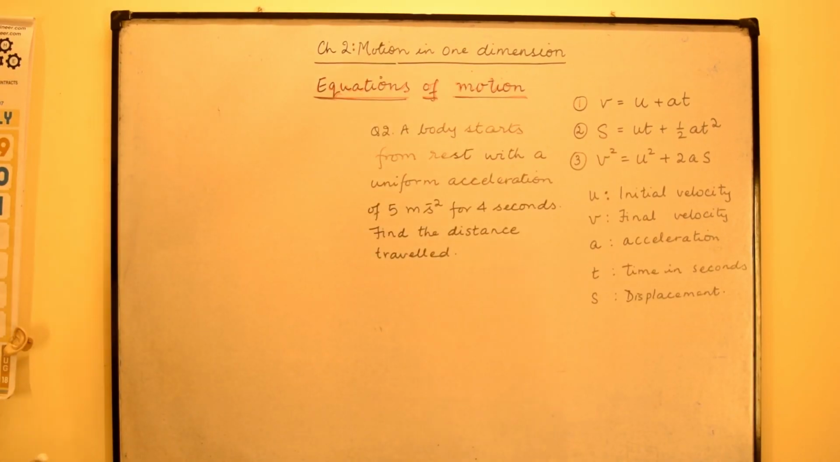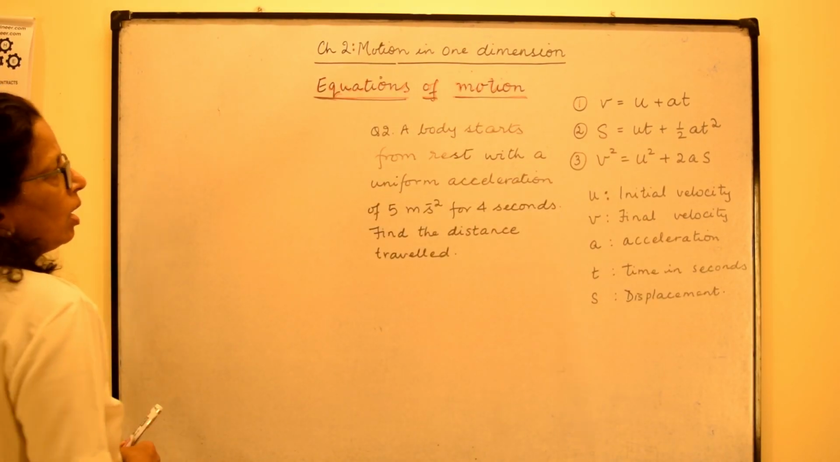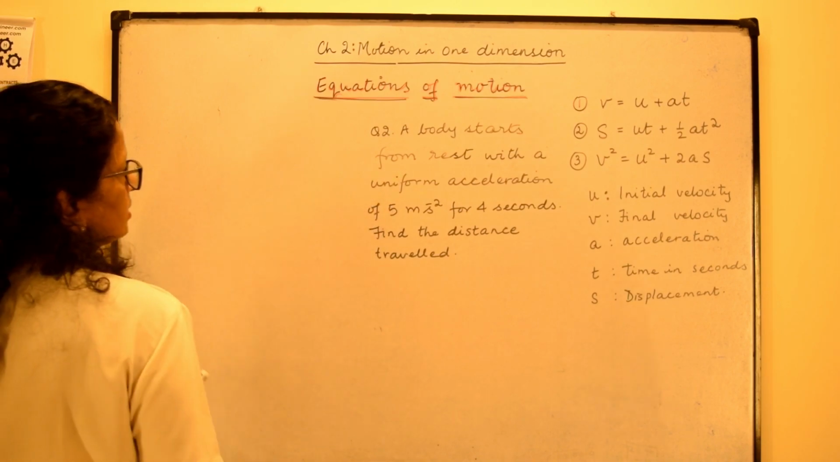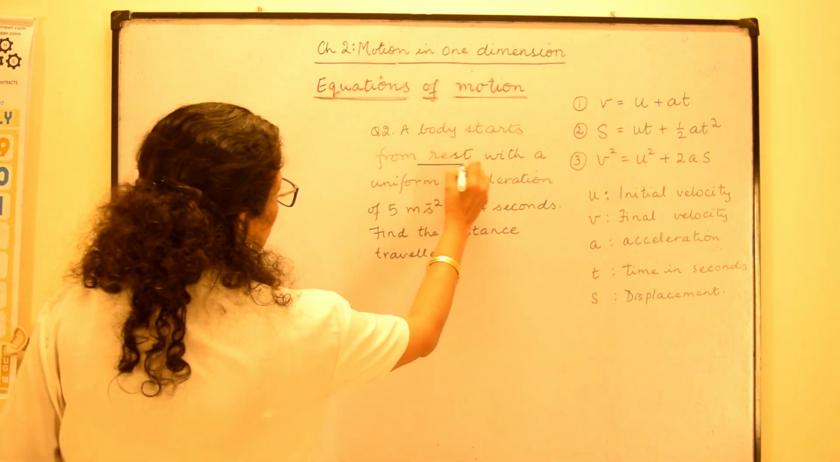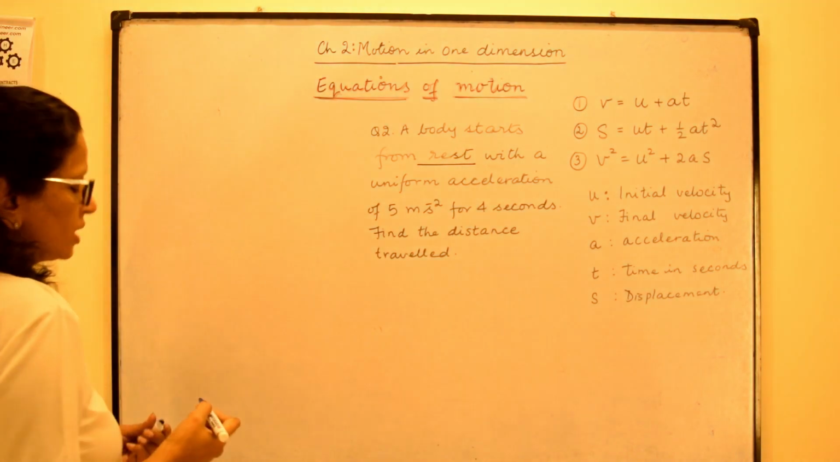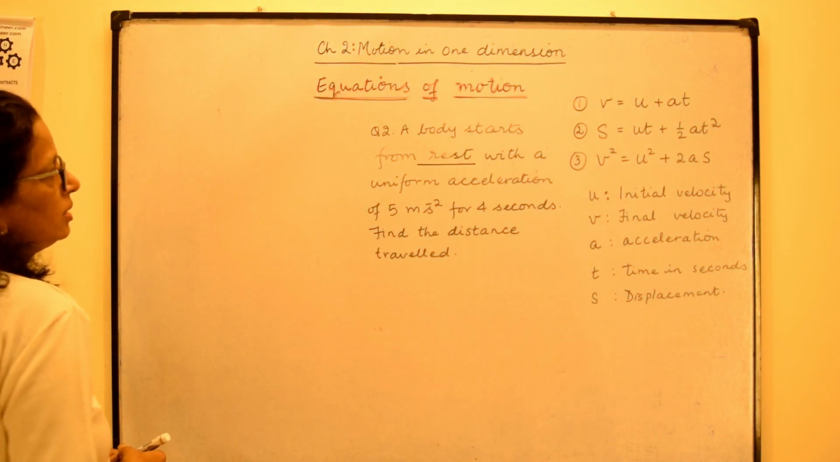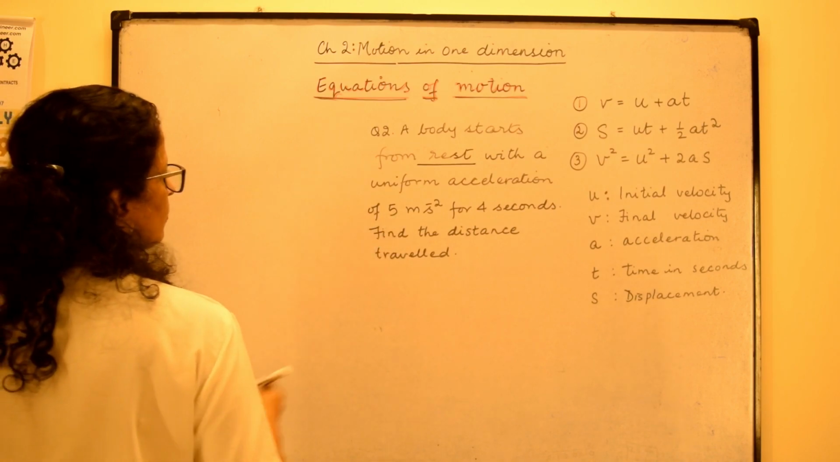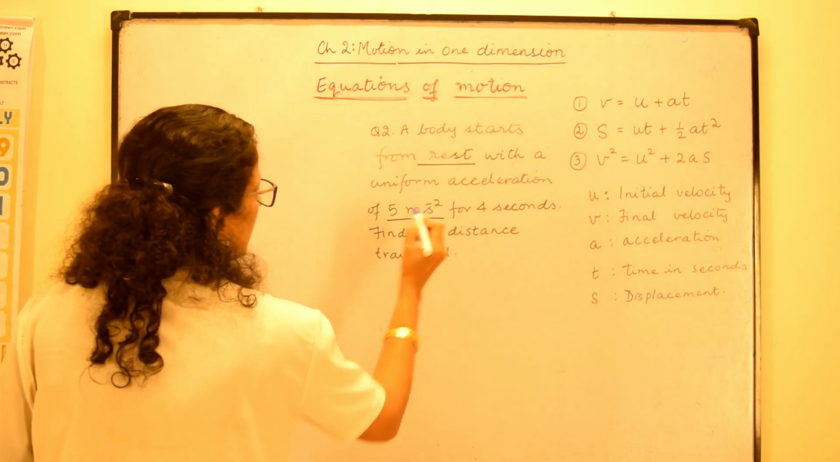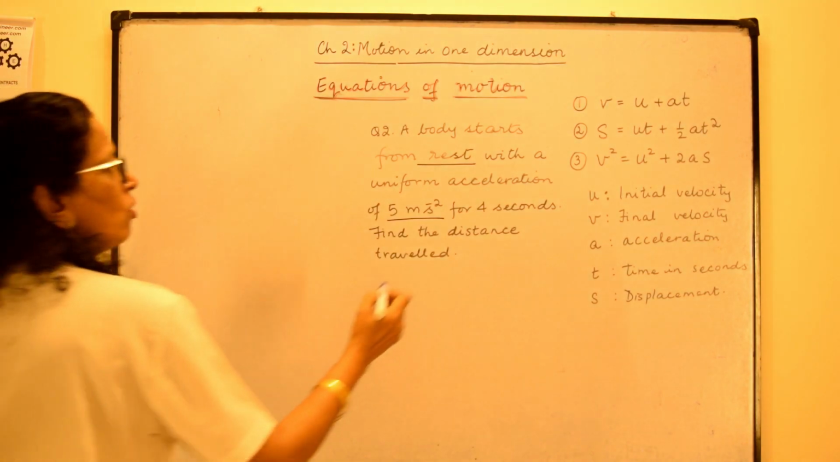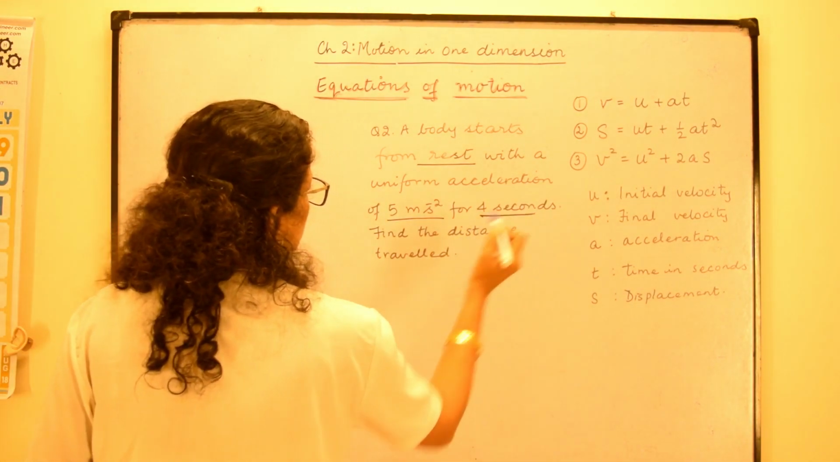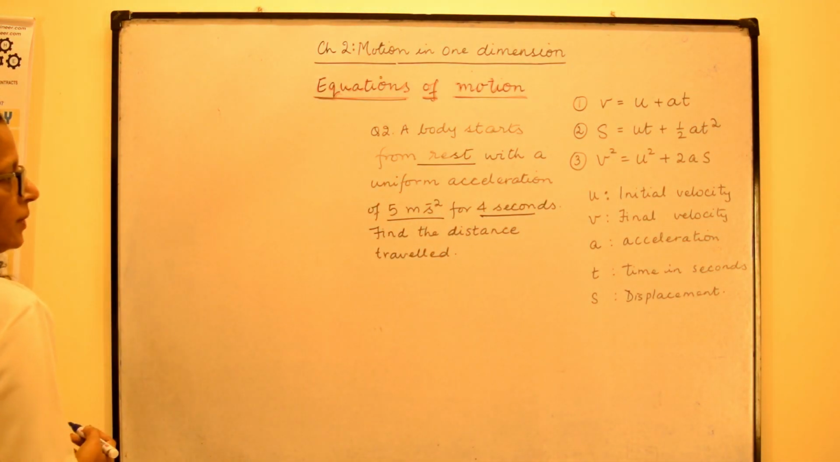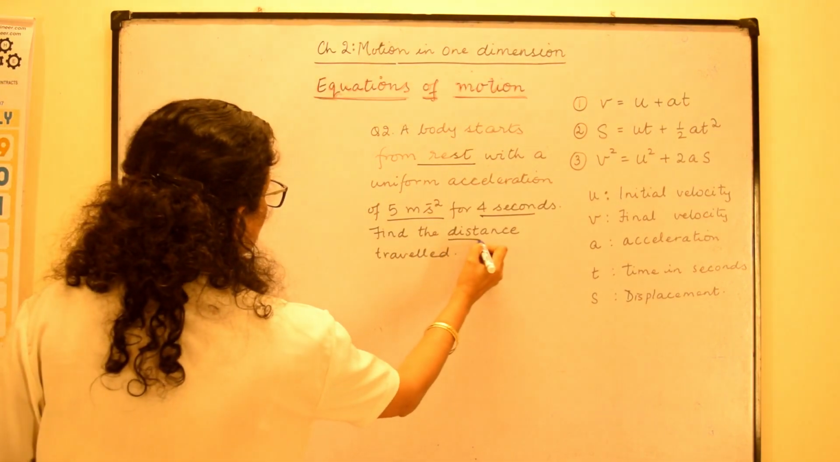Let us come to our second question. A body starts from rest. Starts from rest means what? Initial velocity 0. With a uniform acceleration of 5 meter per second square, and this is another quantity given, for 4 seconds. What is 4 seconds now? Time. And then you have to find the distance.